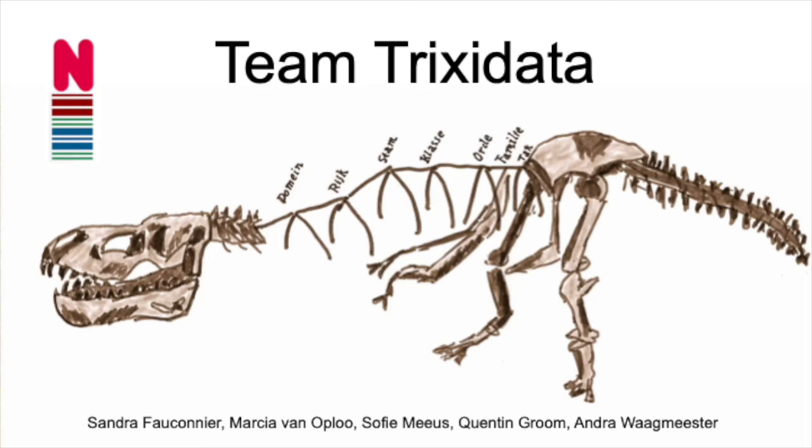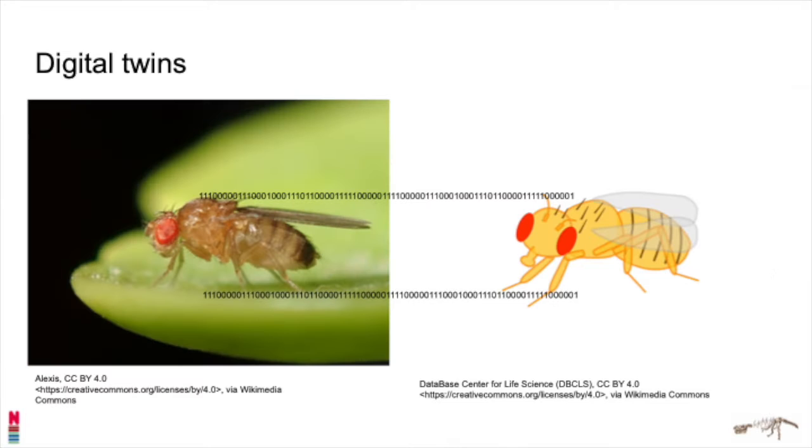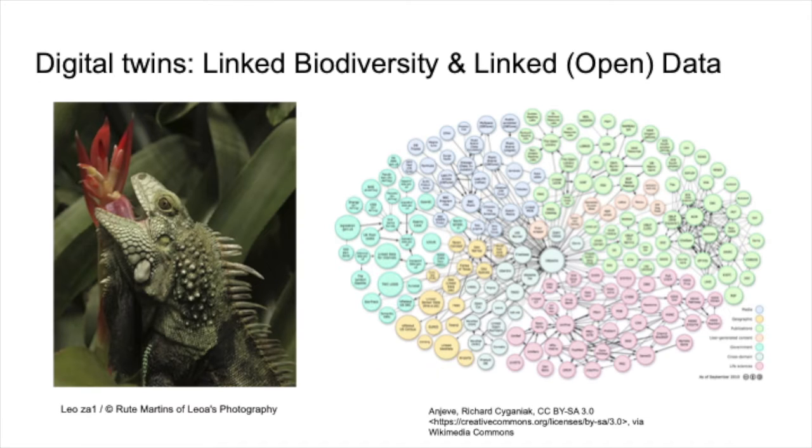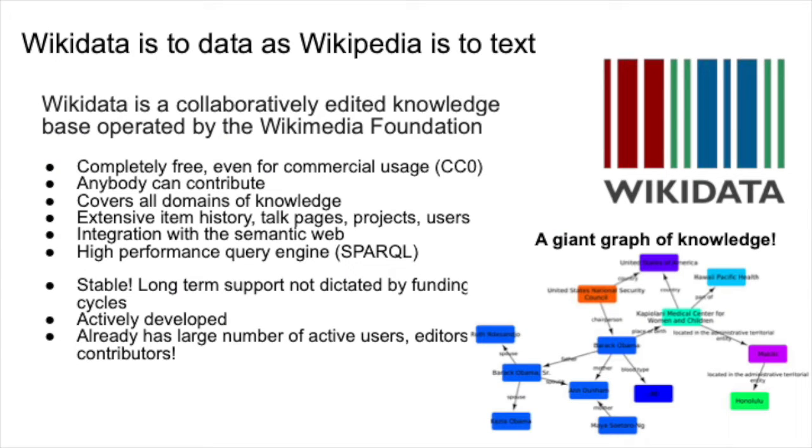Trixie Data is about linking biodiversity with linked data and Wikidata. The ultimate goal is to create a digital twin for each species, where all the data is available to fully understand the live specimen. It is obvious that in a world where we have linked biodiversity, linked data, it only makes sense. We present Wikidata, a linked data store of Wikipedia.